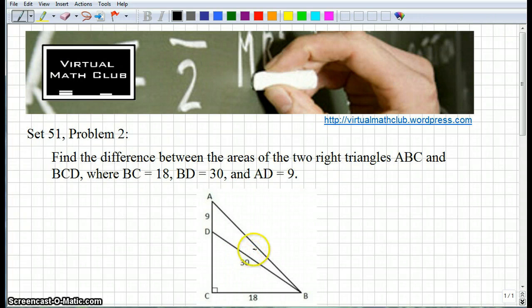We're supposed to find the difference in the areas between those two triangles. There are a number of different ways you could approach this problem. I automatically saw right triangle, hypotenuse, leg. Let's solve for this leg, and then we can find the area of that right triangle and the area of the other right triangle, and then subtract the two. If we use the Pythagorean theorem, this is just one way to do it.